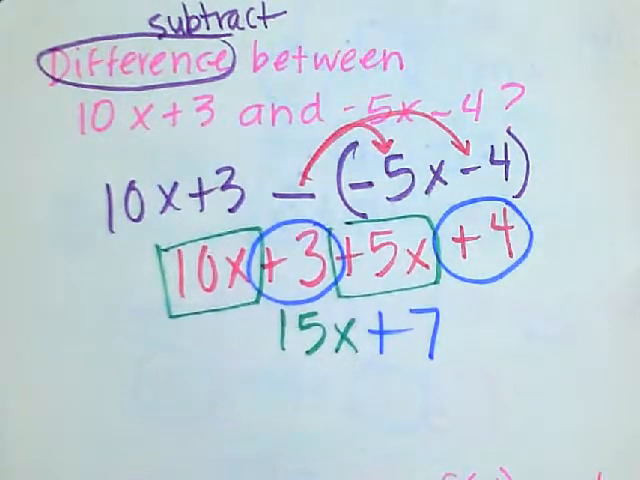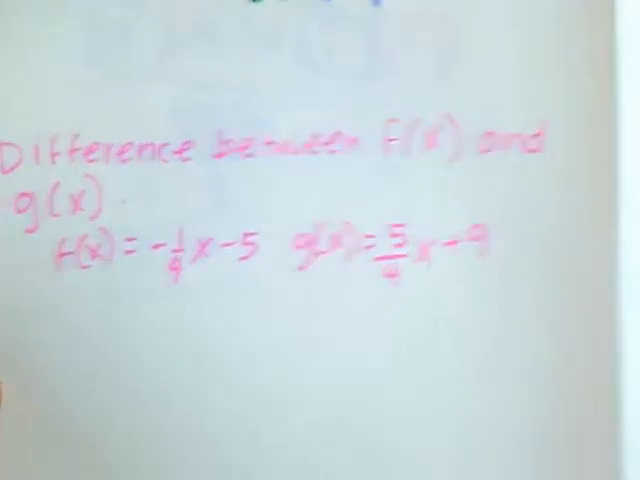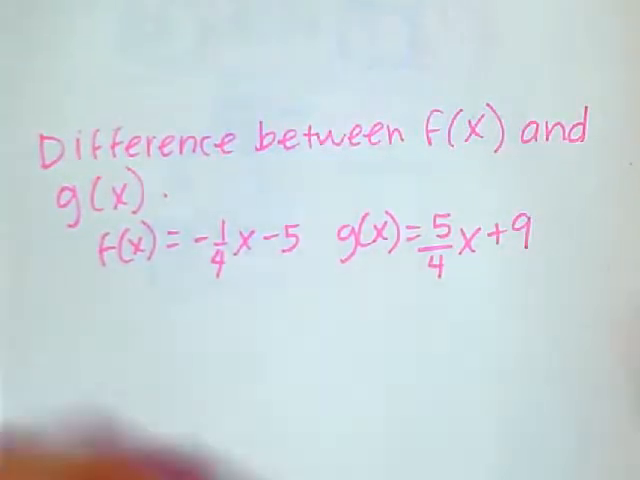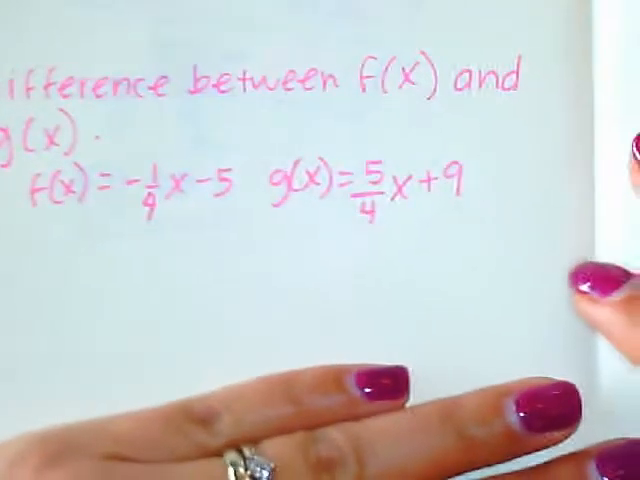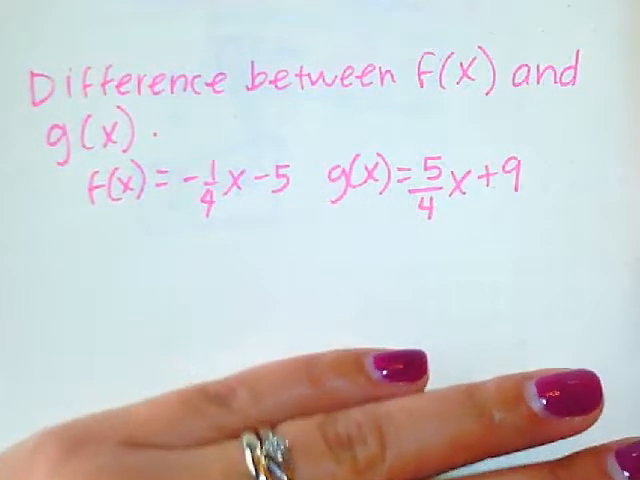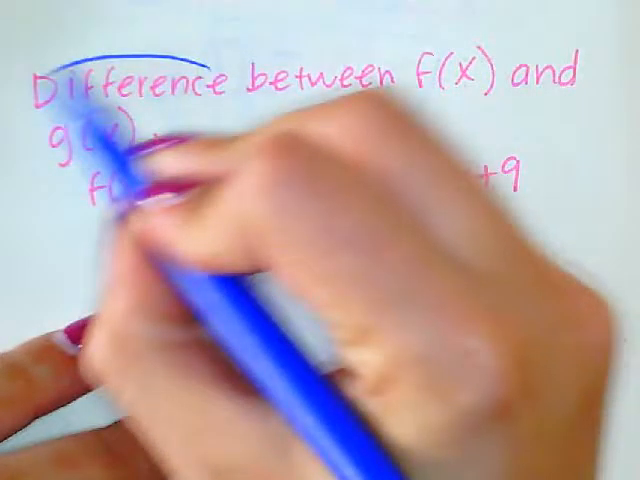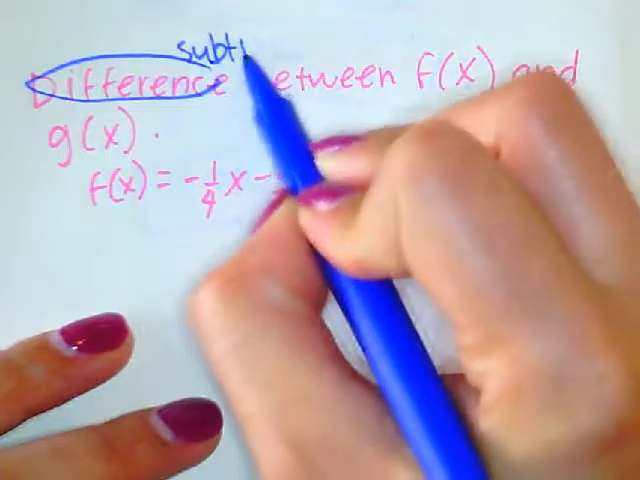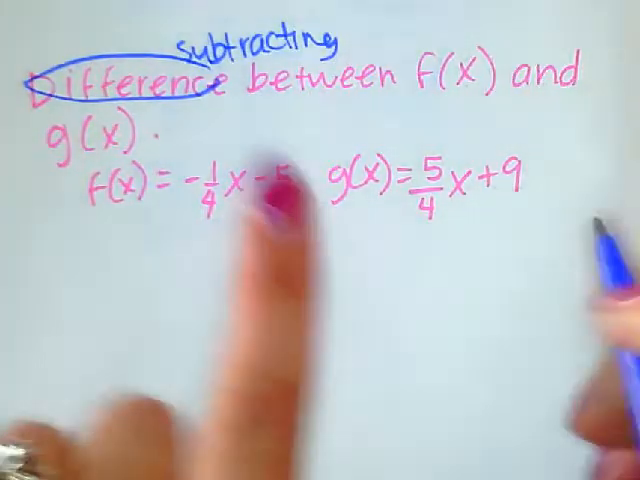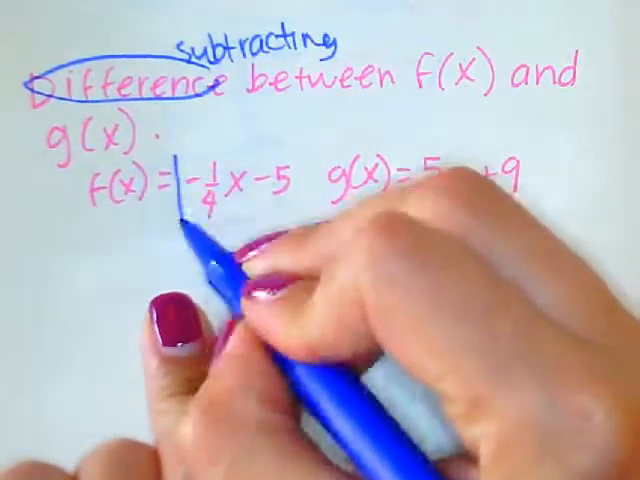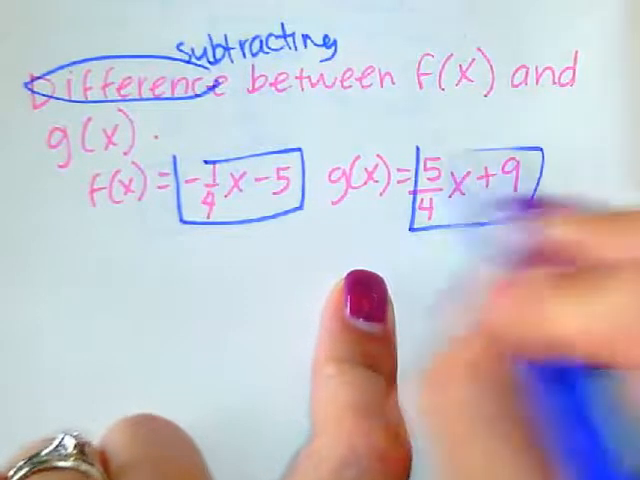Okay? The next problem, which is I think 6 or 7, forgot, is the difference between f of x and g of x. So it is the same problem as this one, except the presentation is different. They're giving it to you in f of x and g of x. It's still a difference. You're still subtracting. You are not solving. You are simplifying, okay, when they give you two expressions. So you're going to find the difference between this term and this term.